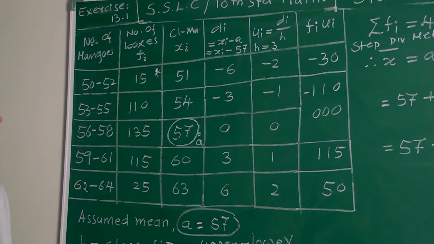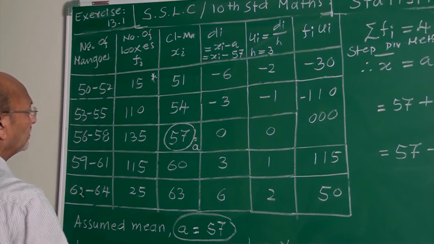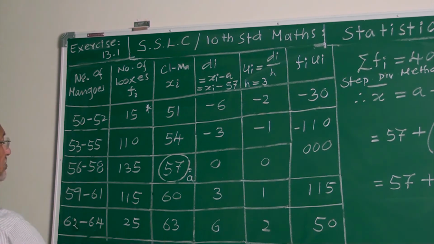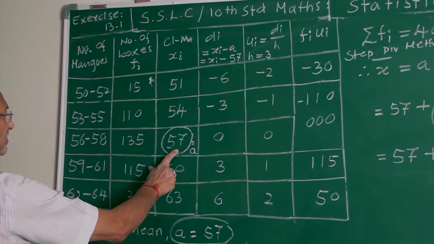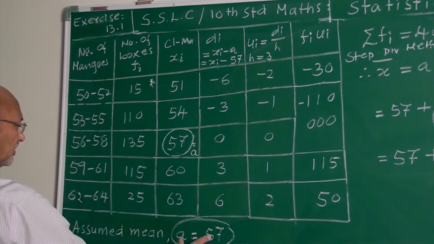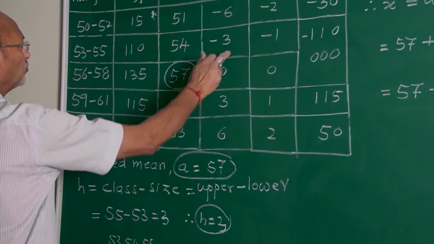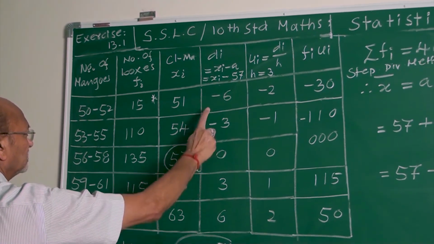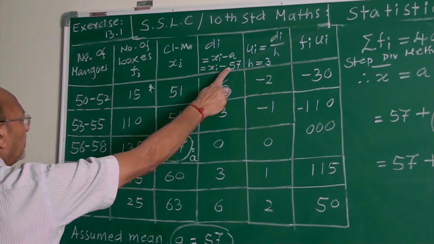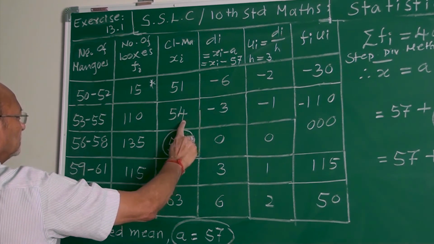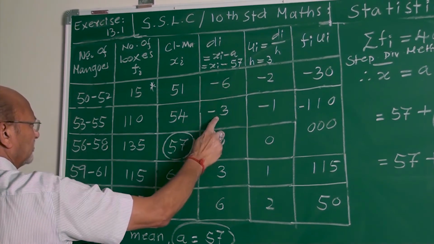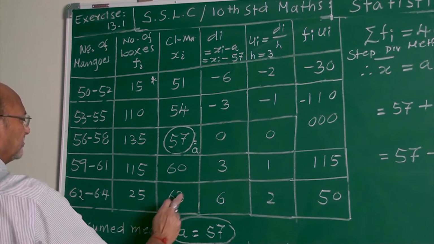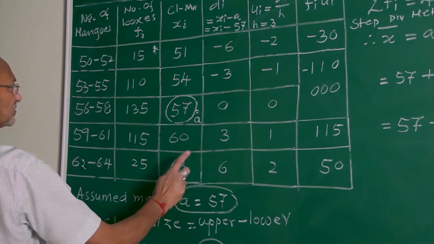Then you have to go for what? Di. What is the Di? Middle value. There are 5 observations. The third observation is the assumed mean, 57. Now you have to go for this column, Xi minus 57. 51 minus 57 is minus 6. 54 minus 57 is minus 3, 57 minus 57 is 0, 60 minus 57 is 3, 63 minus 57 is 6.